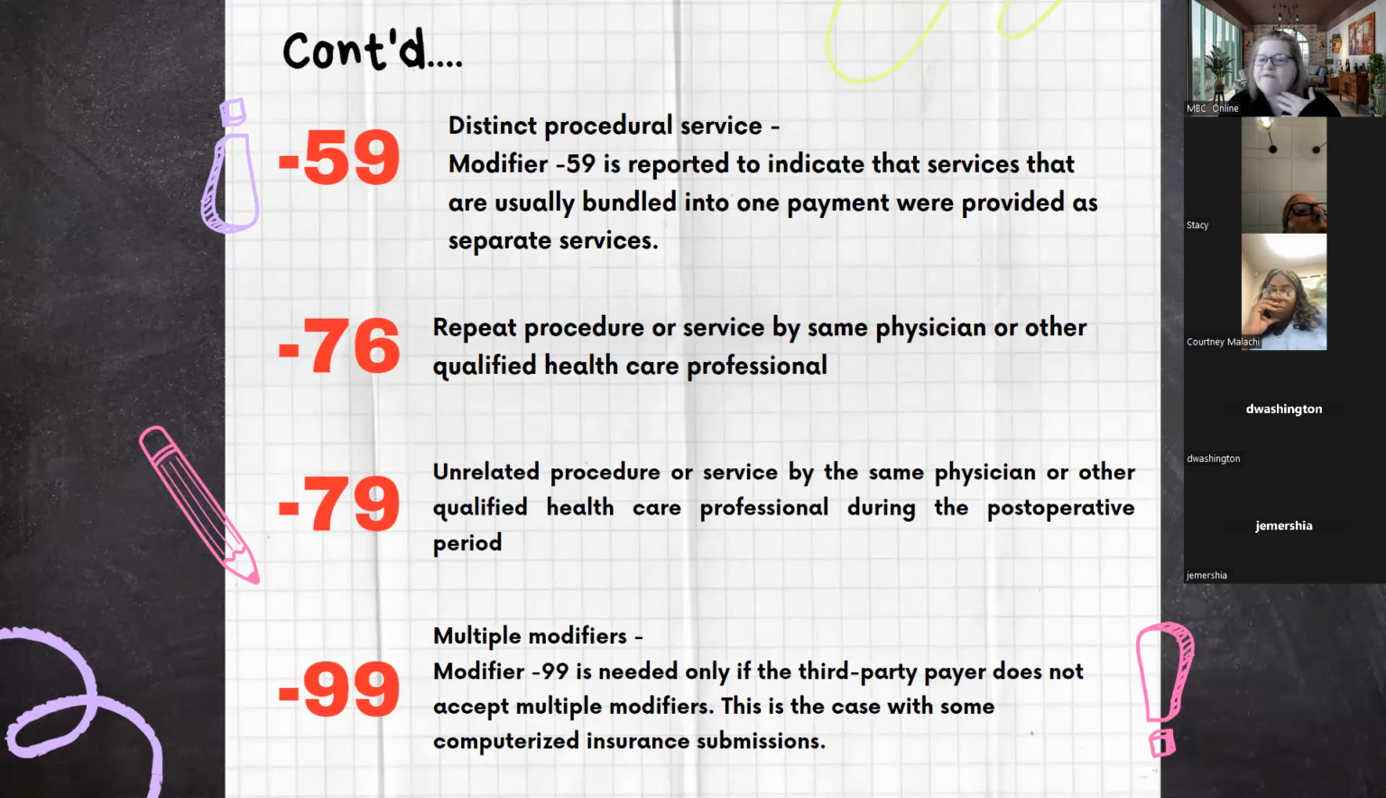And you may or may not have to attach some additional records to let them know exactly what those multiple modifiers are indicating. Okay. Any questions thus far about any of the modifiers we talked about? No?